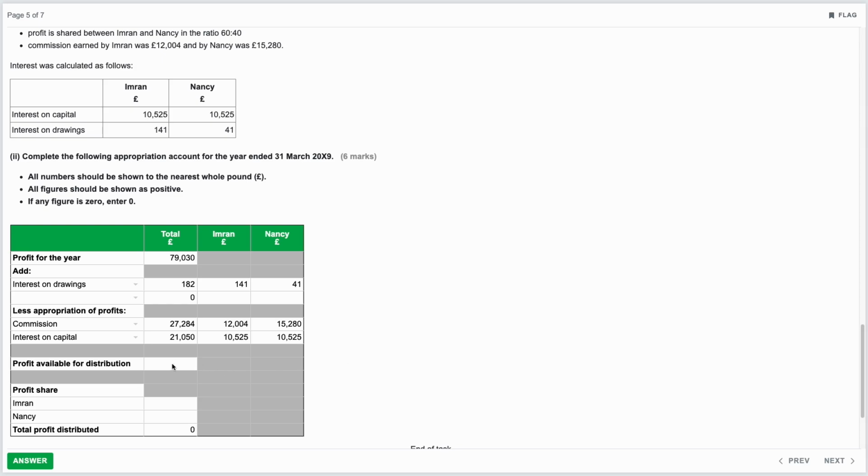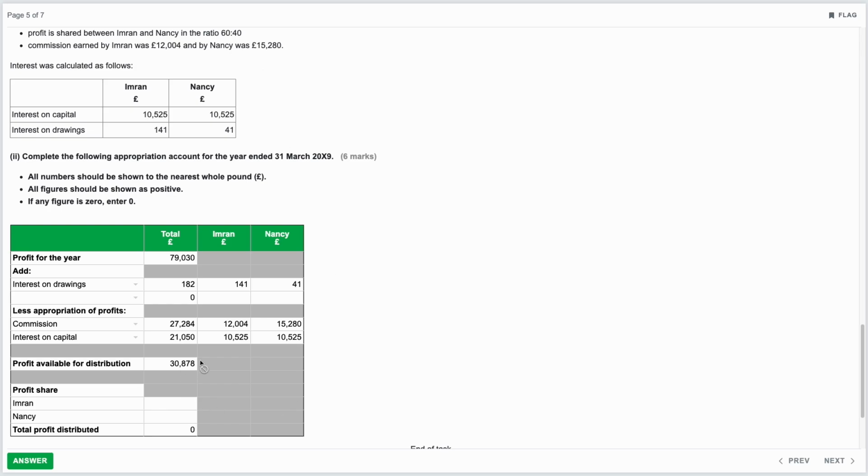So with that in mind, we can now calculate our profit available for distribution by doing our profit for the year of 79,030 plus our interest on drawings and then taking off our total commission and total interest on capital. So if we do that now, that gives us a profit available for distribution of £30,878. And then the profit share for the business is 60-40. So 60% going to Imran and 40% going to Nancy.